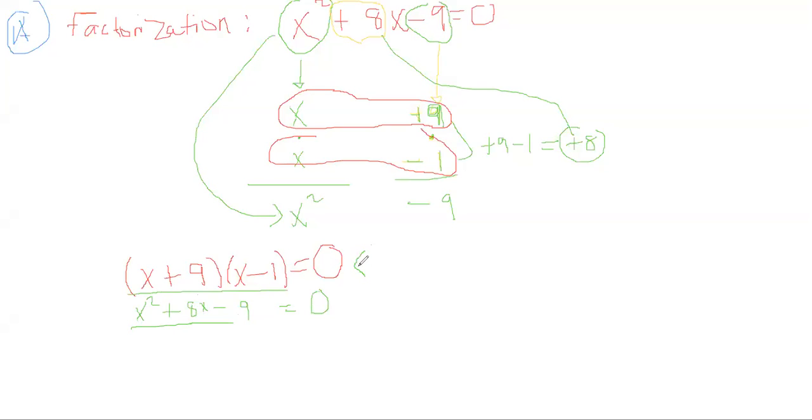So equivalently, we will have x plus 9 equals to 0, or x minus 1 in bracket equals to 0. Remember, we are trying to solve. They said, well, we solve this equation. Solve it.